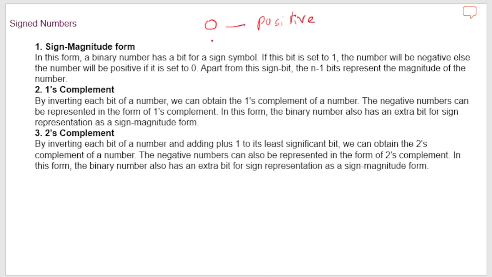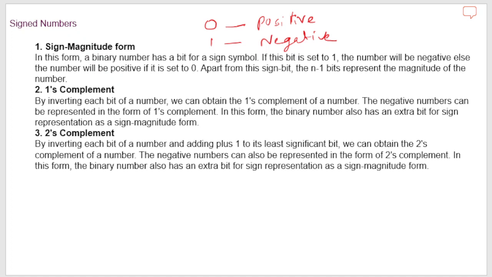Okay, and if it is 1, then the number is negative. Okay guys, which is an ambiguous representation? The third representation is 2's complement representation, in which no double representation of 0 is possible, which makes it an unambiguous representation. There are the following types of representation in signed binary numbers.